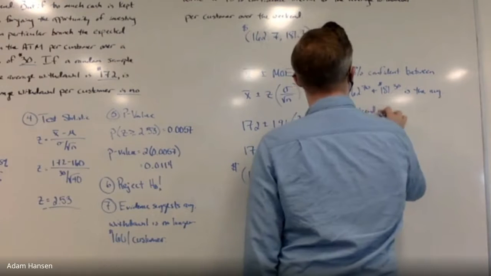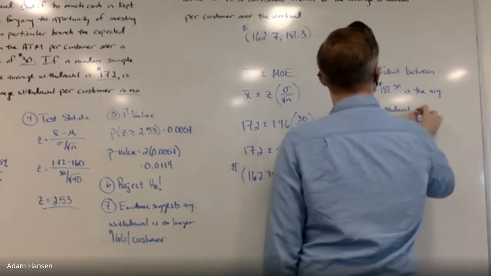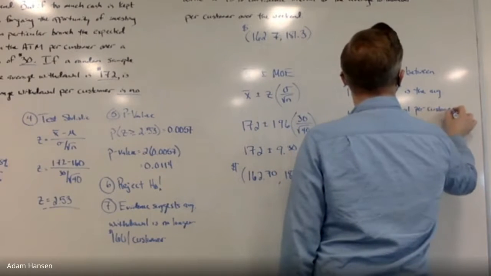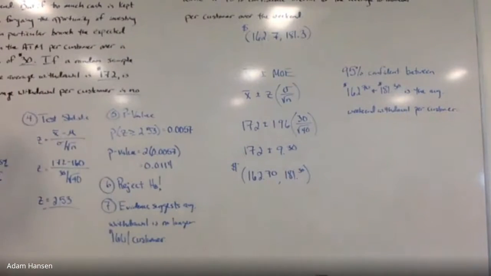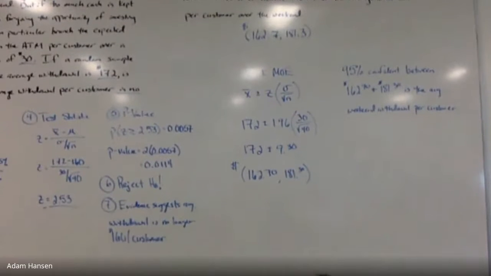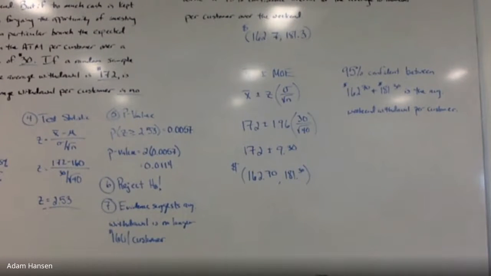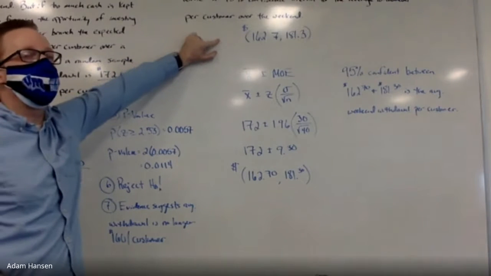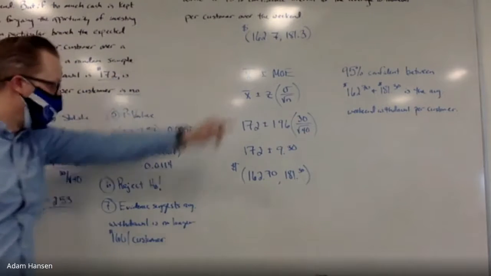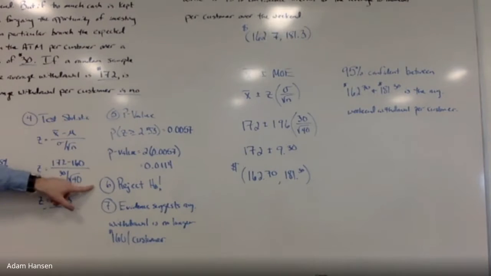To interpret your confidence interval, you're 95% confident each customer withdraws on average between $162.70 and $181.30. Compare their previous average of $160. They expected $160 on average per customer. Is that within your interval? No. Is $160 within your interval? No. Which is why we also rejected the null from earlier.